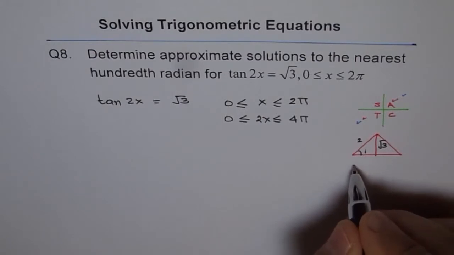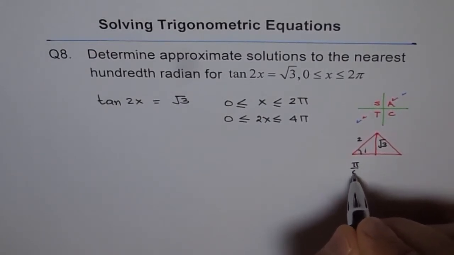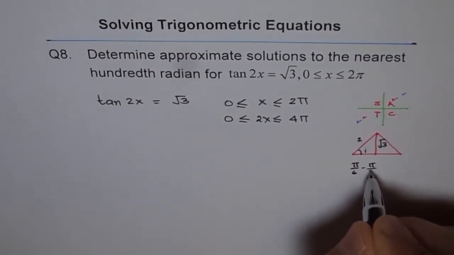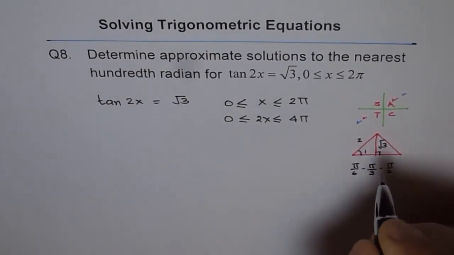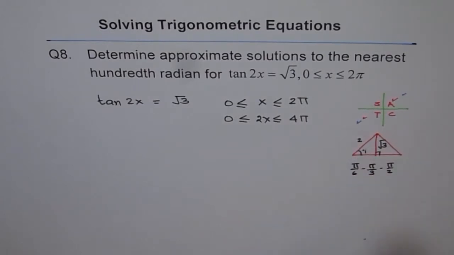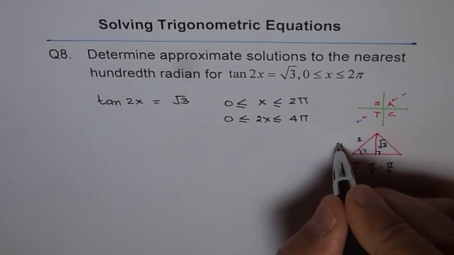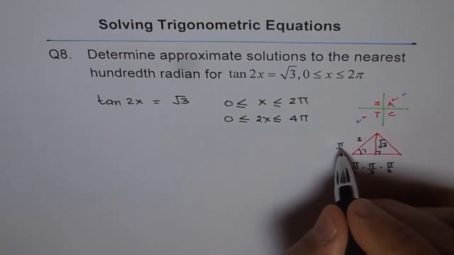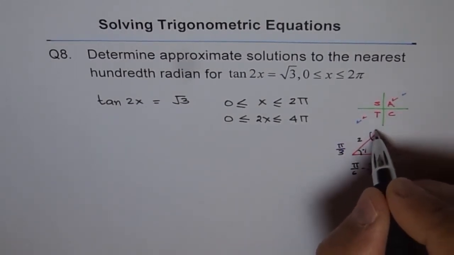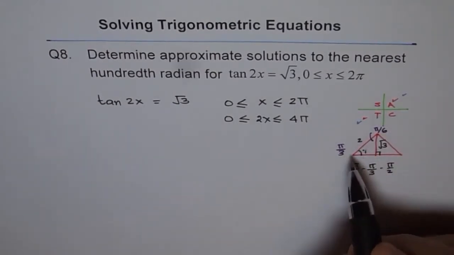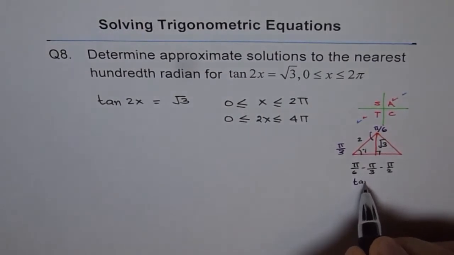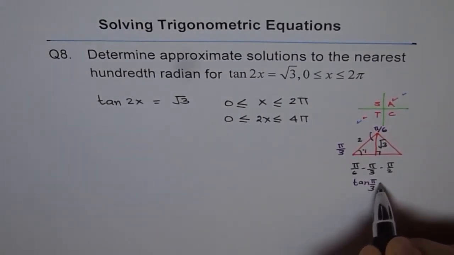So that is the triangle for pi by 6, pi by 3, and pi by 2. That special triangle, this is 90, right? And that angle is pi by 3, and this angle here is pi by 6, correct? So that special triangle tells us that tan of pi by 3 is equal to square root of 3, correct?